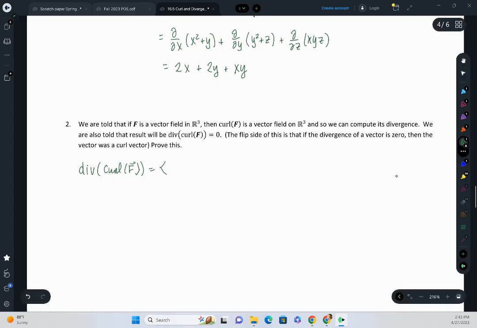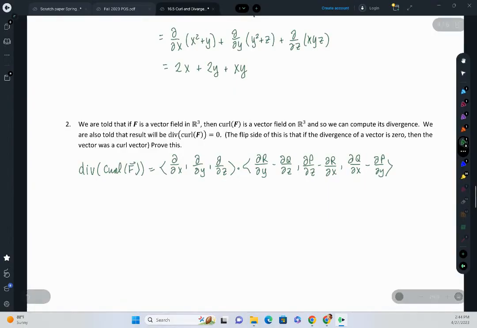So the div will be the vector with operators del del x, del del y, and del del z, dotted with the curl vector, which I have written down in front of me, so I'll write it out. Del r del y minus del q del z. Then we have del p del z minus del r del x. And finally we have del q del x minus del p del y. So now I need to do the dot product, and that means I take like components and multiply them.